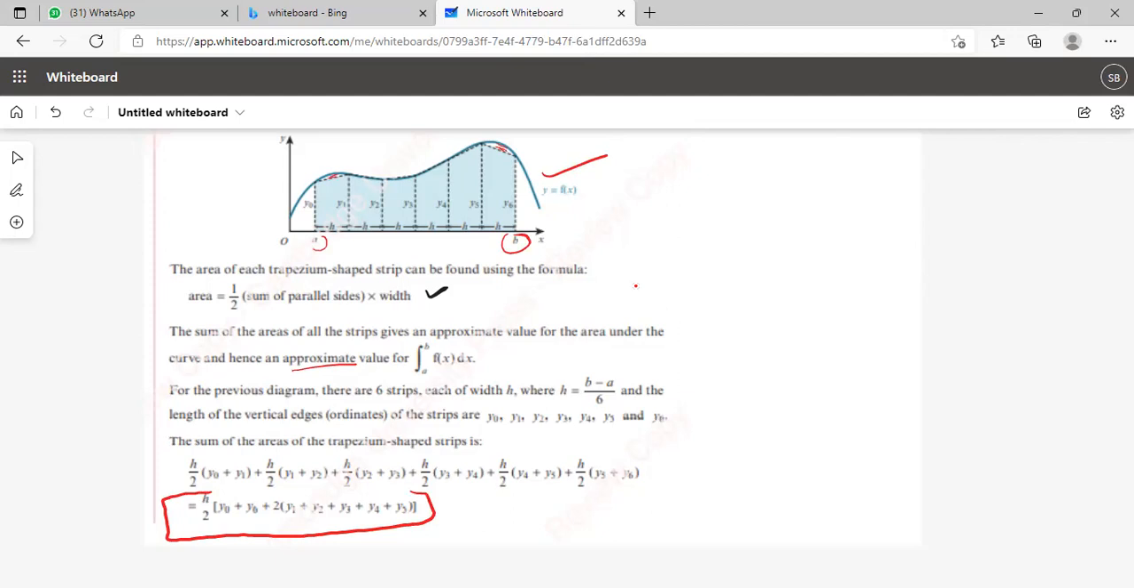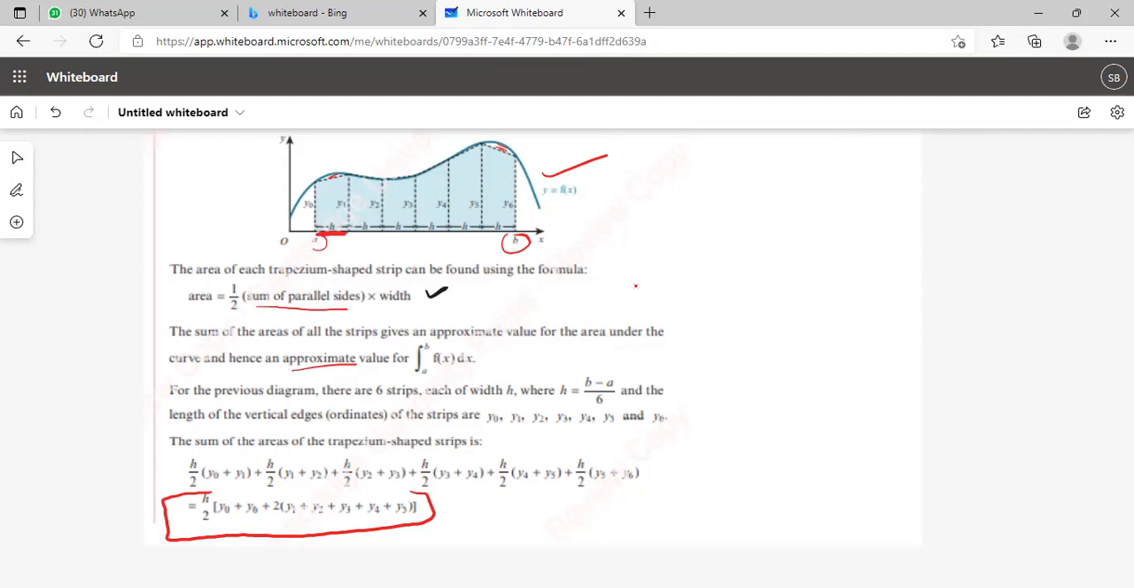So the area of a trapezium is 1 by 2 times the sum of parallel sides into width. This is what the width is in this case. If I talk about this trapezium particularly, this is its width, and y0 and y1 are two parallel sides. But this is the case of this one trapezium only. If I talk about all of these, we have this formula.